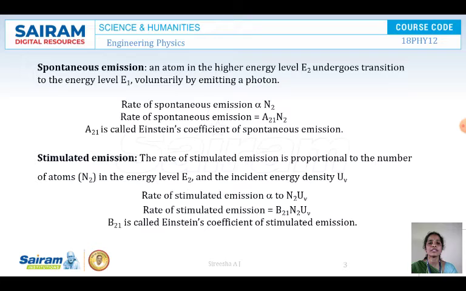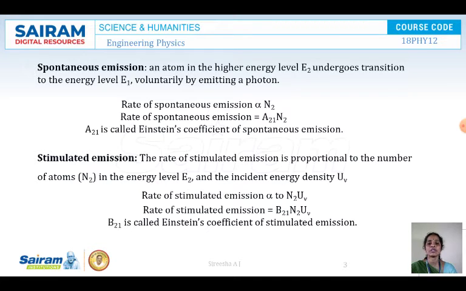So the rate of spontaneous emission is equal to A21 into N2. A21 is Einstein's coefficient of spontaneous emission, for the transition from energy state 2 to energy state 1, that is A21. From state 2 to state 1. So A21 is called Einstein's coefficient of spontaneous emission.